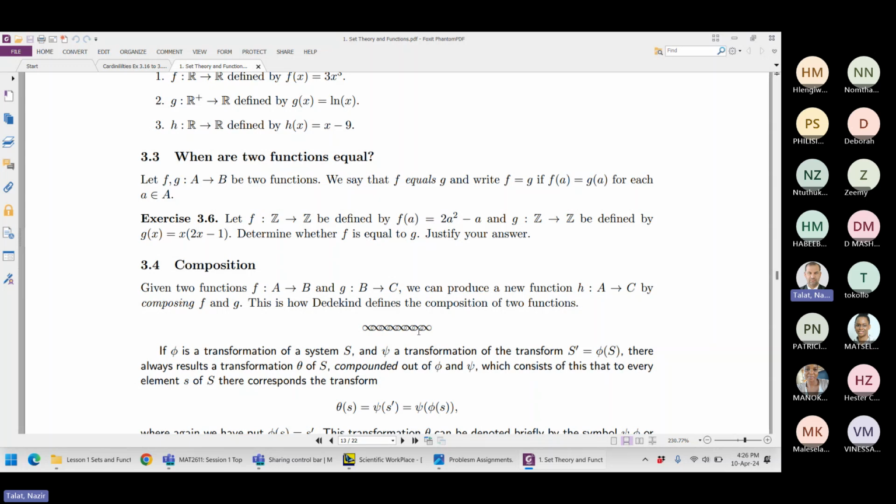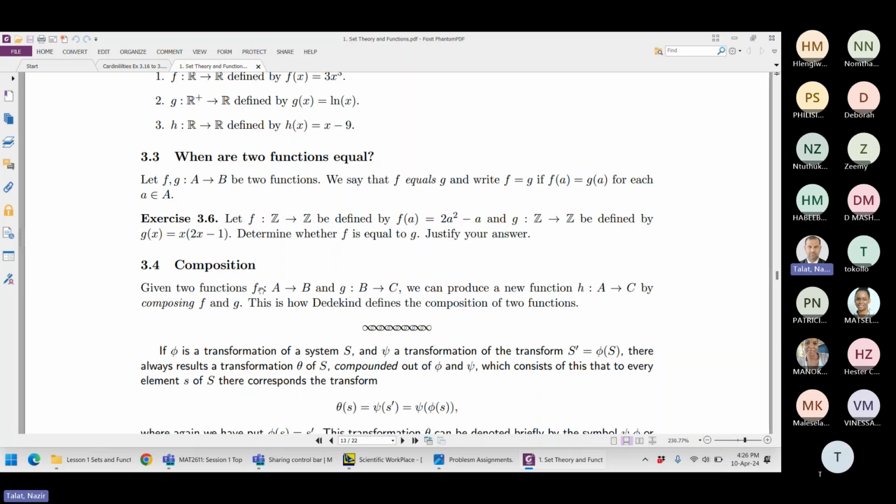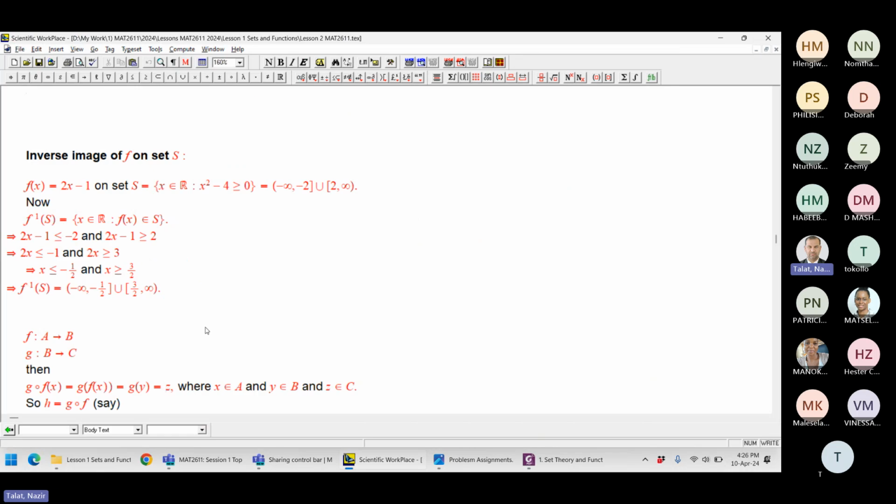Then the next thing is about the composition of a function. If f is a function from A to B, and g is a function from B to C, then we can define another function h from A to C. So this function is basically the composition of the functions, and we can see some examples regarding that.